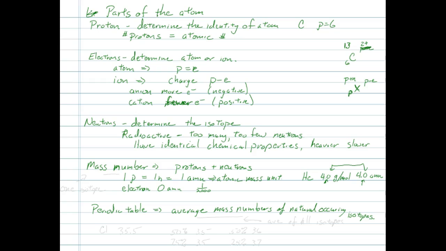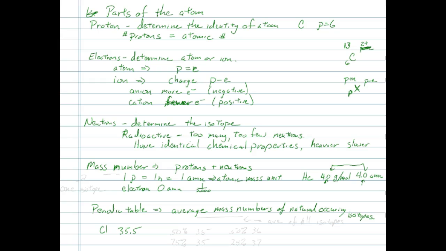Why is chlorine 35.5 on the periodic table if they only come up with whole numbers? It should be chlorine is 35 or chlorine is 36 because they go up by 1 AMU. How can this be 35.5? You can't have a 0.5 neutron. So what it is is an average.